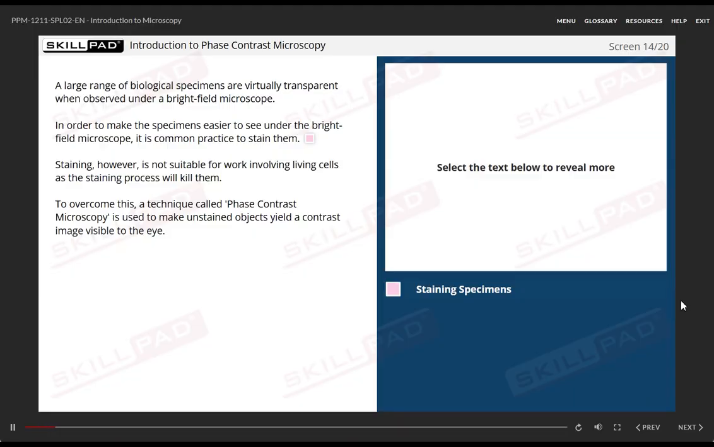Introduction to phase contrast microscopy. A large range of biological specimens are virtually transparent when observed under a bright field microscope.